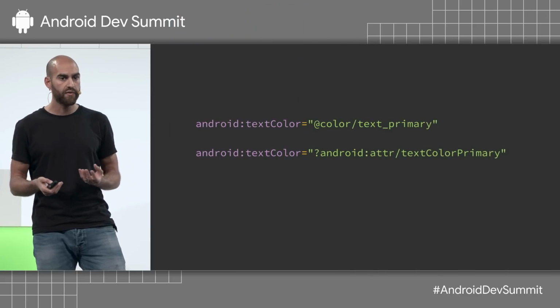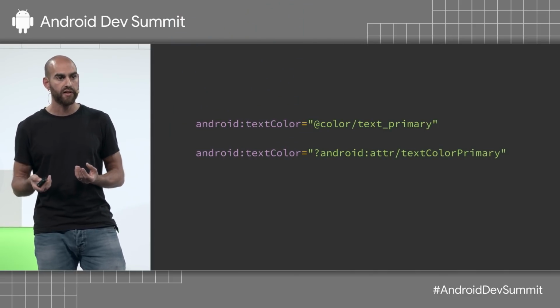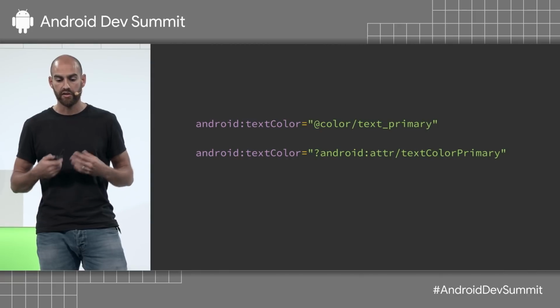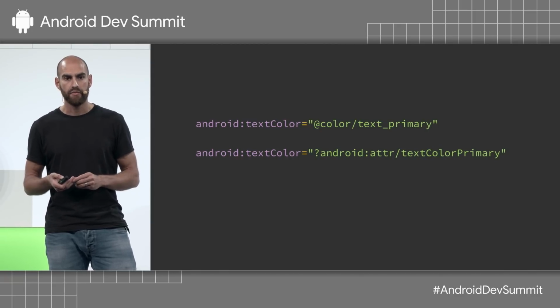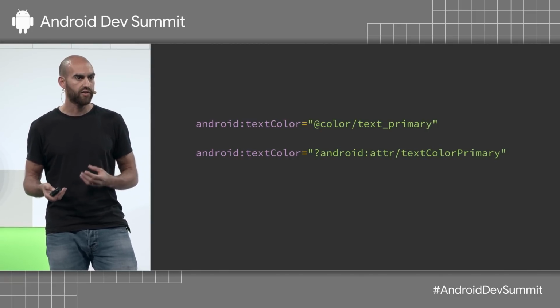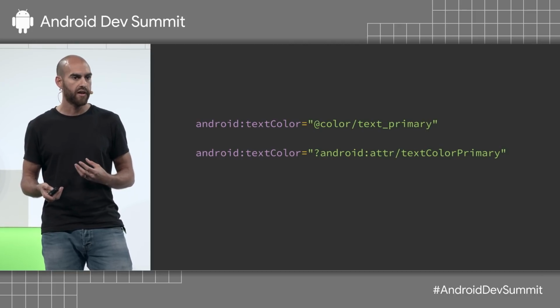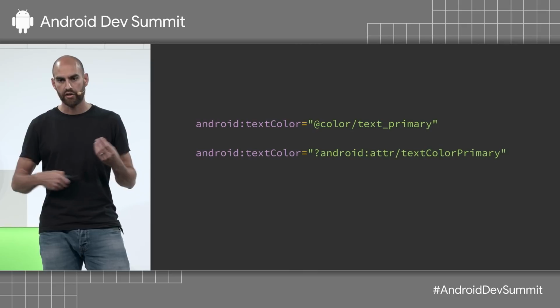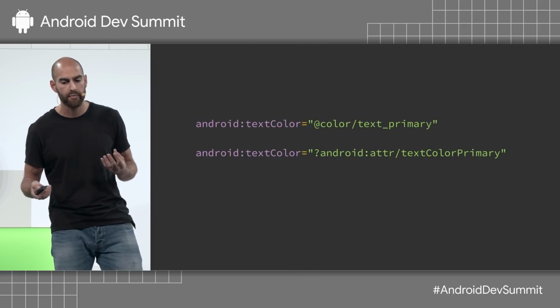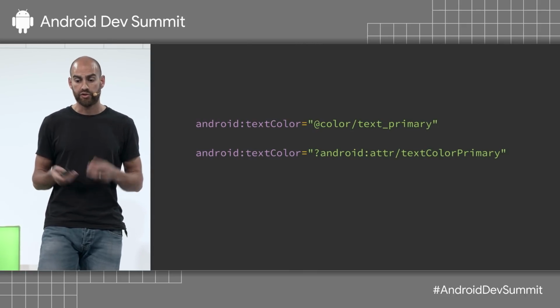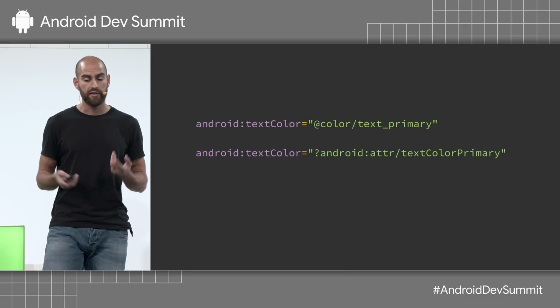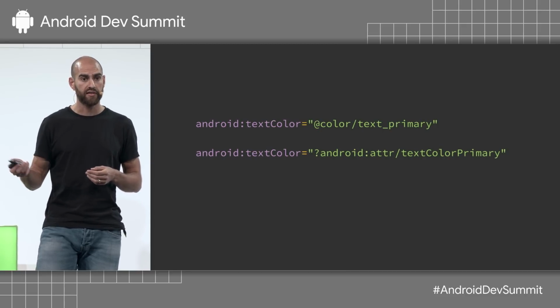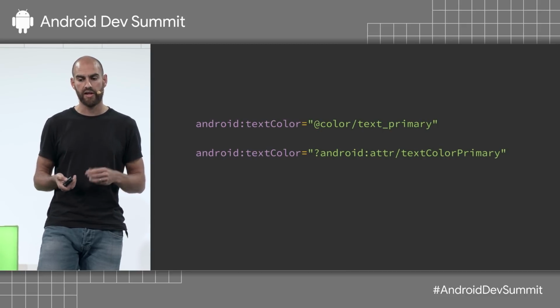By which I mean, if you find yourself writing code like this top line, so if you're saying the text color should be this color resource, almost think of that as a code smell. Just think for a second, hang on, is there a chance this layout might appear in a different theme? Could this be included in a different area of the application? And if so, should I instead be looking at this bottom form using the question mark syntax, which is how you refer to these theme attributes?